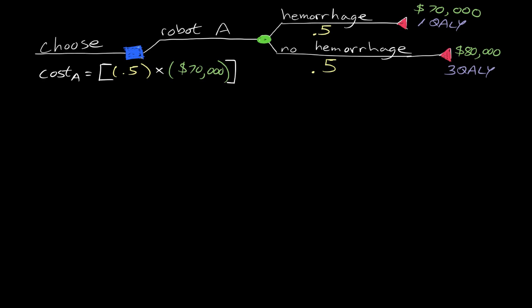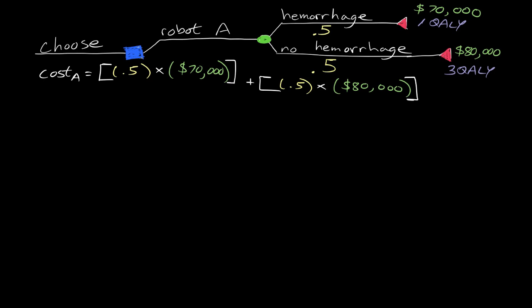Now the goal here is to take these 2 costs and these 2 qualities at the end of the robot A branch and average them back into a single cost for robot A. So I have it listed here as the cost of A. And you can see here what I'm doing is I'm multiplying by 0.5, but remember that multiplying something by 1/2 is the same as dividing it by 2. So the expression I'm showing here for the cost of robot A, this would simplify into the quantity $70,000 plus $80,000 divided by 2.